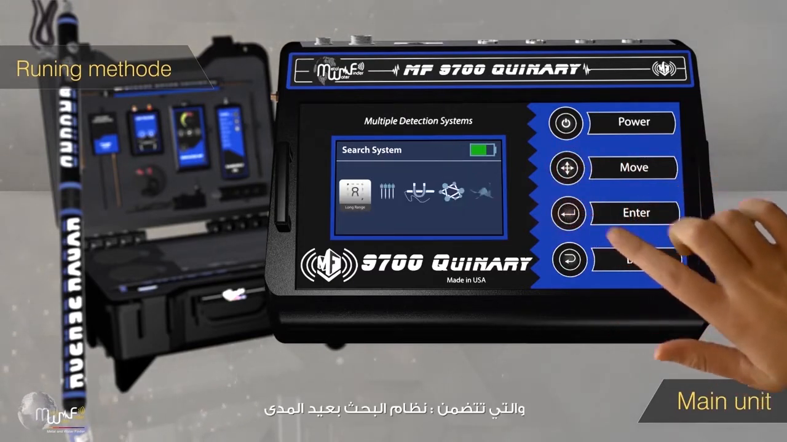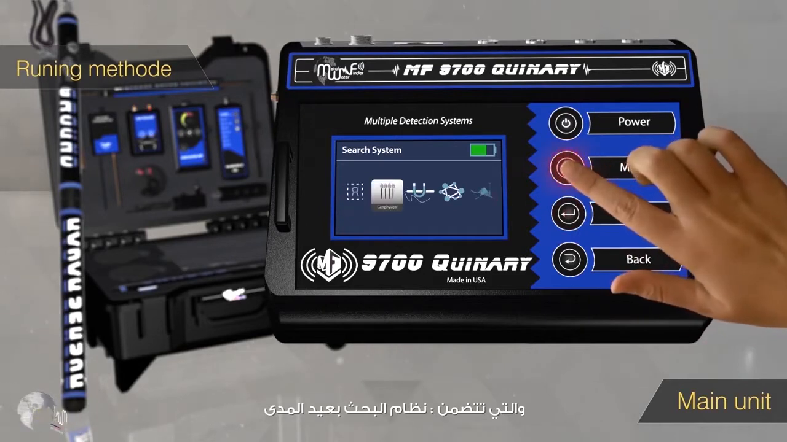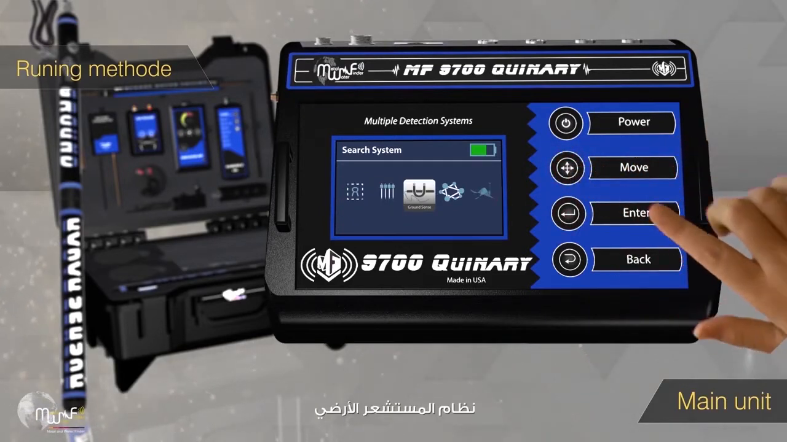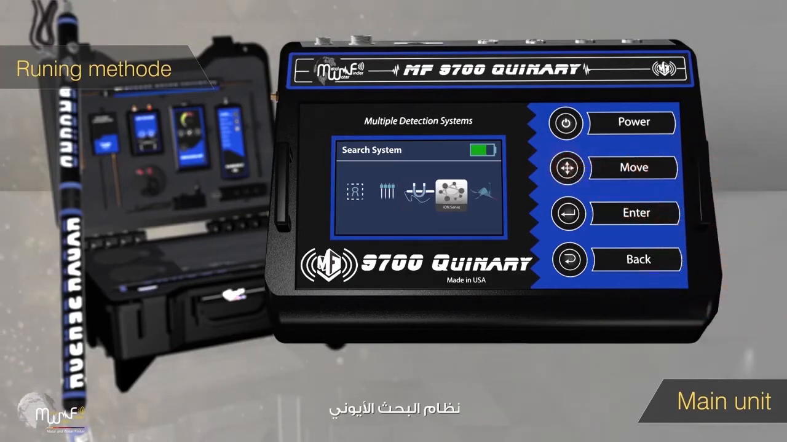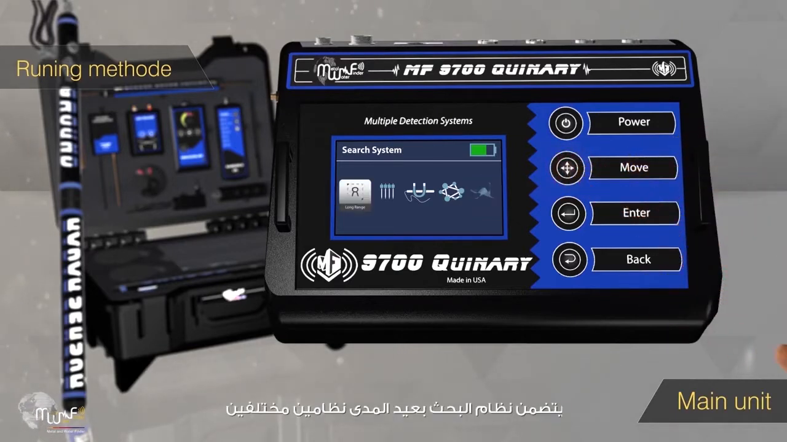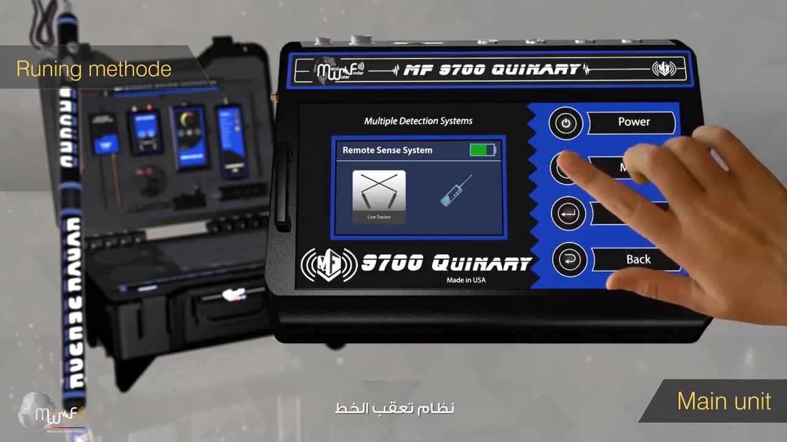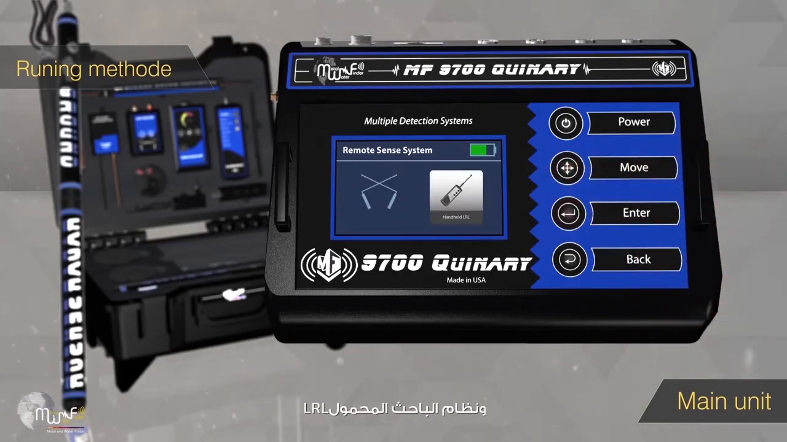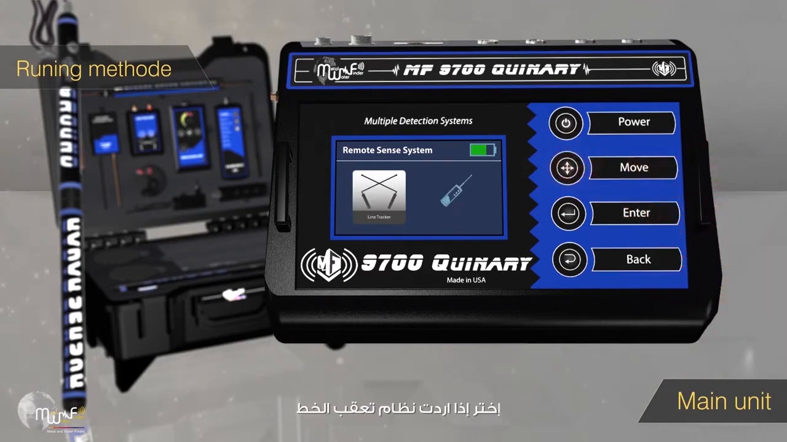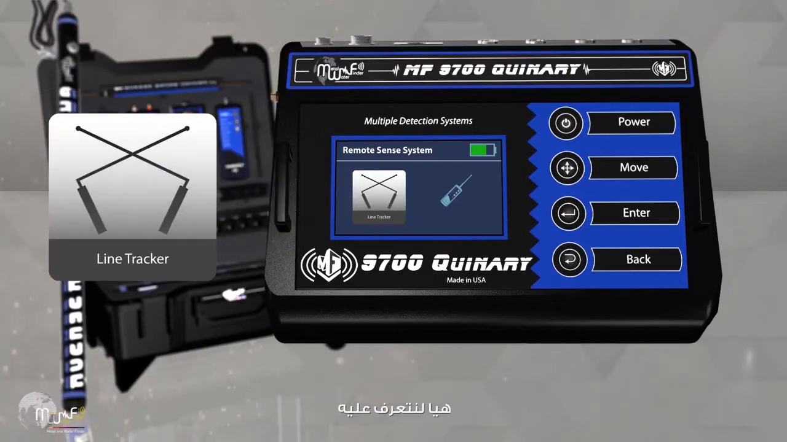which includes long-range search system, geophysical search system, ground sensor search system, Ionic search system, ground scan system. The long-range search system includes 2 different systems, the line tracker system and the handheld LRL system. Choose if you want firstly a line tracker system. Let's get to know it.